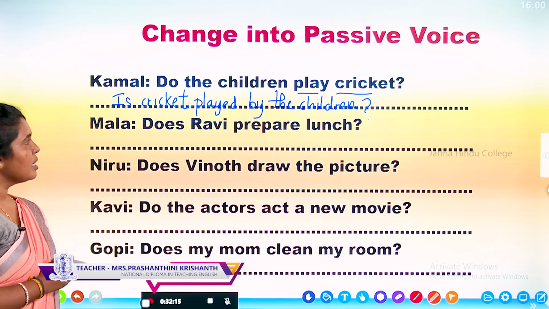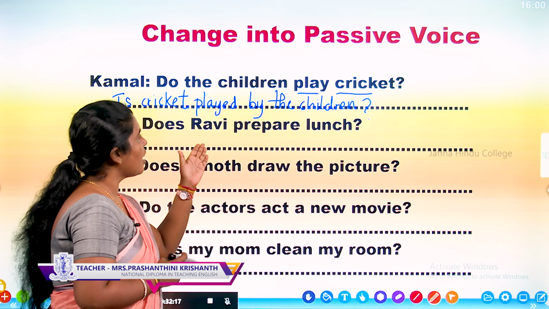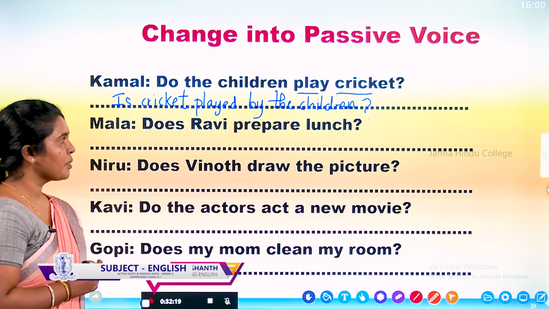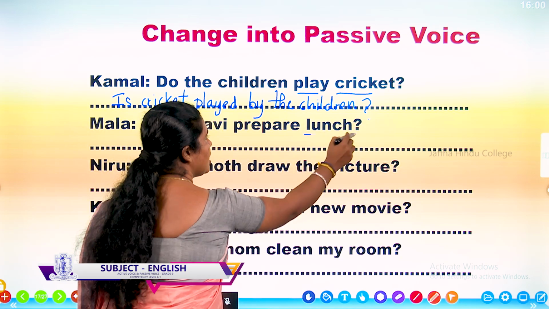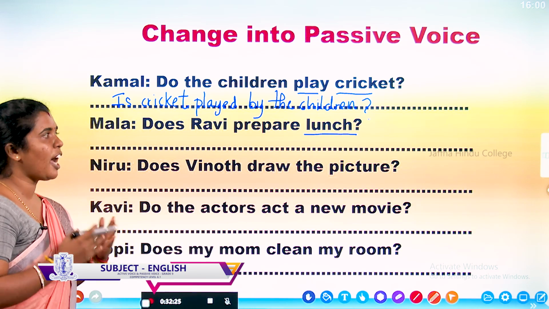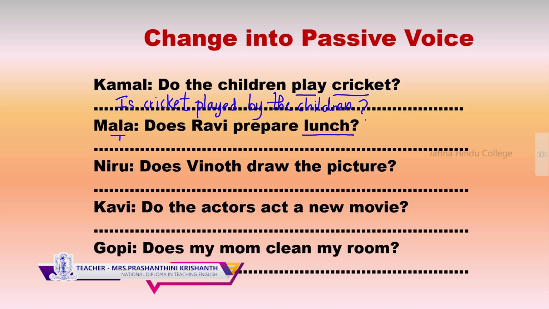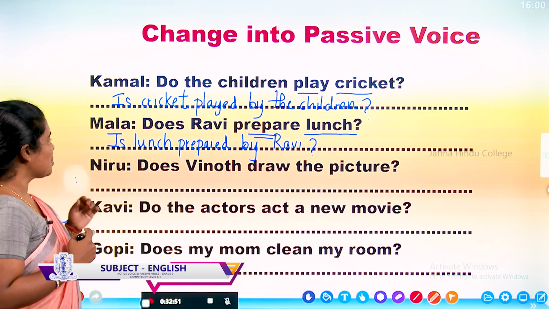Now the second one. Mala says, does Ravi prepare lunch? So what is the object? Lunch. So this is singular, so we have to use the helping verb is. Is lunch. What is the past participle form of prepare? Prepared, by the doer. Who is the doer here? Who did the action? Ravi. By Ravi. Question mark. Next one.